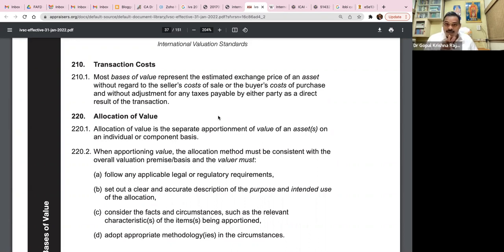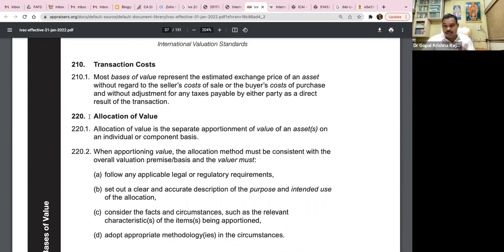Allocation of value is separate apportionment of value of an asset on the individual or component basis. Okay, individual or component basis. See, interesting. I will just give the example from plant and machinery perspective. Say there is an aircraft that has been valued. So 7 aircraft are valued. Each one is different. So if a plant and machinery value is asked for, I will take the help of an aeronautical engineer also. And all of you know the usage life of the frame of an aircraft and the engine, both are different. Engine is the main component.